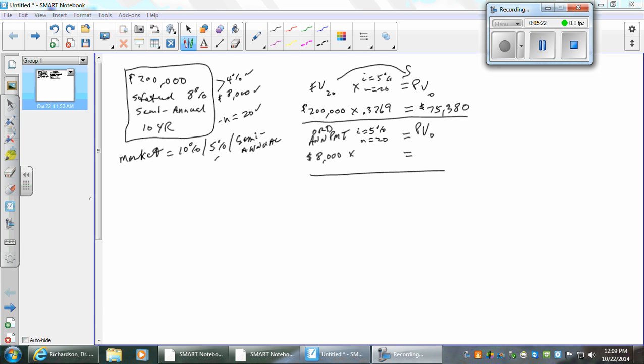This is $8,000. It's not really $8,000, is it? How many payments are there of $8,000? How many payments are there in 10 years, if you do it every 6 months? 20. What's 20 times 8,000, you guys? What's the total interest on this deal? It's $160,000. This bond is going to pay off $200,000 face plus $160,000 of interest. Does everybody agree? Okay, the $200,000 face is worth $75,380, isn't it?